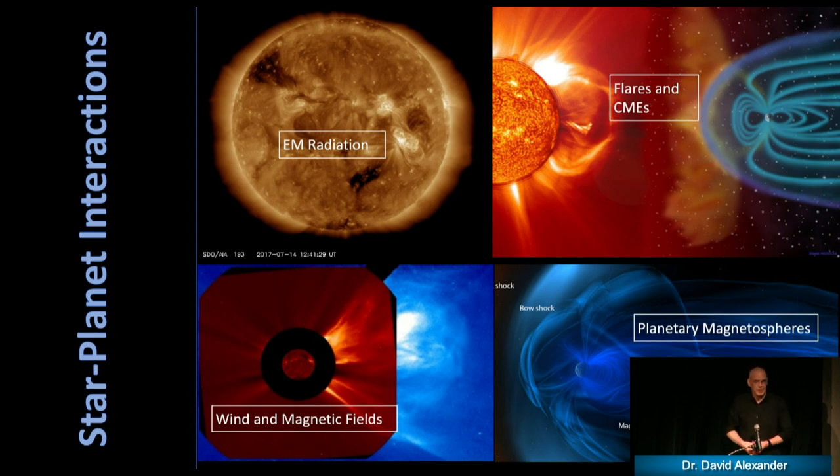We see this with Venus going around the sun. But we can't do anything about the magnetic field. We can't just measure that. We're trying to come up with ways for where we might be able to.